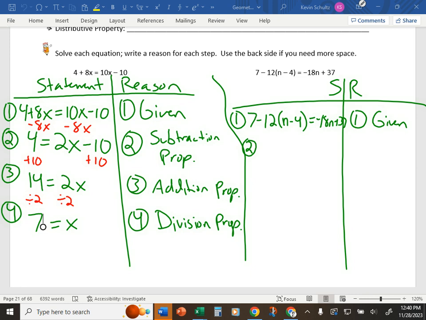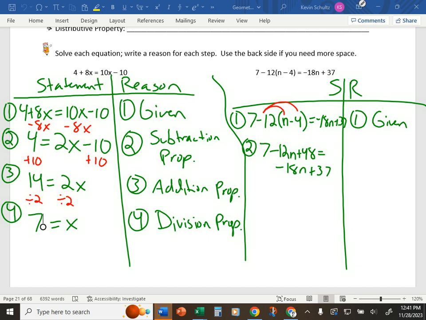Okay, so again, you don't have to write this. Algebraically, what we're doing is we have to get rid of those parentheses by distributing in the negative 12. Don't forget about that sign. And so step 2, our statement is going to be 7 minus 12n plus 48. Now I have to go down to a second row here. 7 minus 12n plus 48 equals negative 18n plus 37.